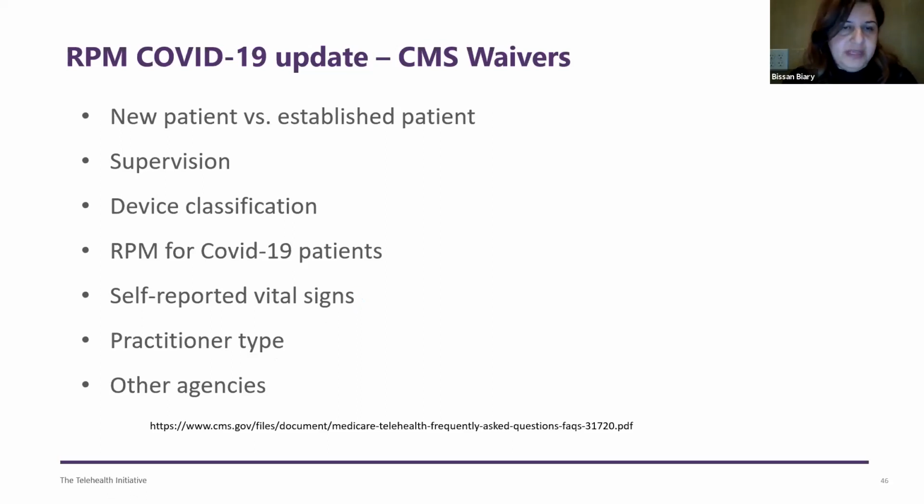and a lot of qualifications and clarifications are actually coming in. So we will be looking into that once the rule is passed. Many of these waivers start March 1st and last for the duration of the public health emergency. For example, RPM services can now be furnished to both new and established patients.